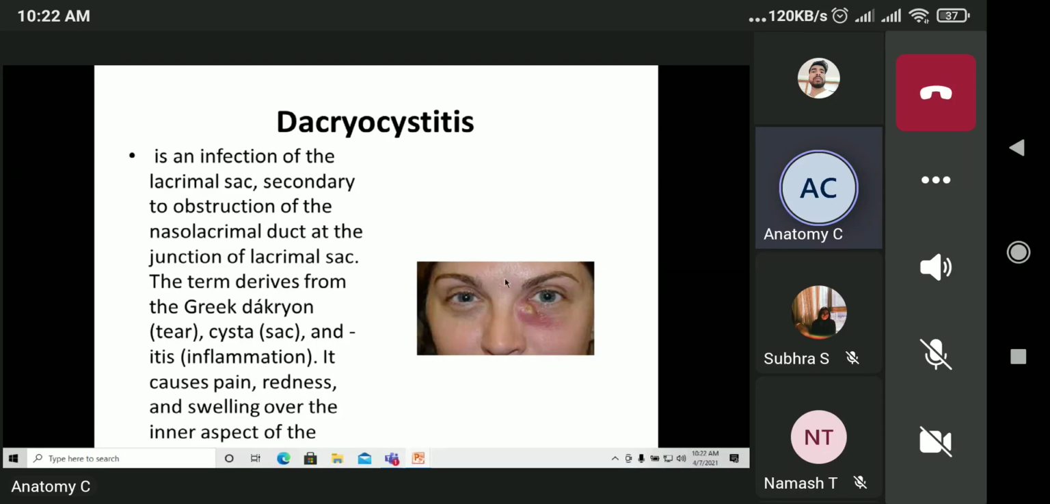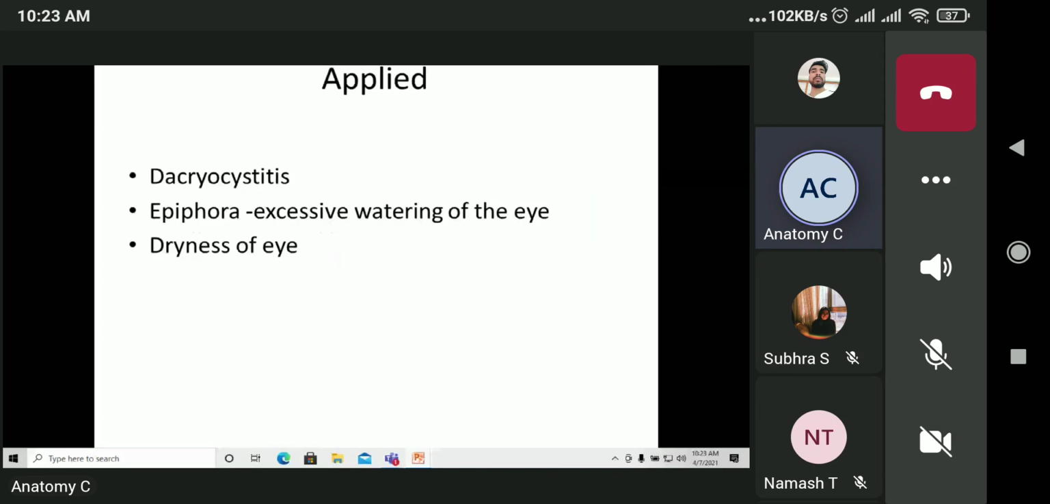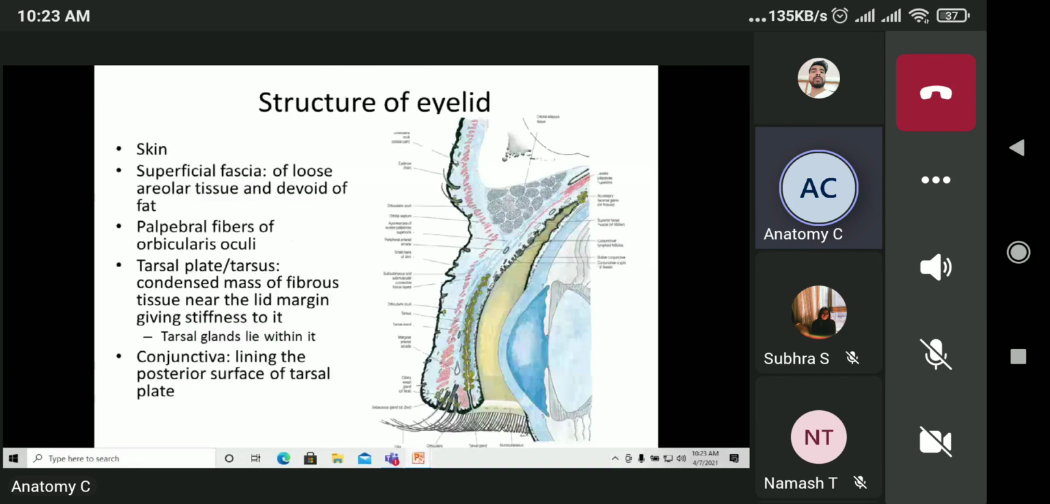And this one is dacryocystitis. This is the infection of the lacrimal sac, which you have studied previously. Secondary to the obstruction of the nasolacrimal duct at the junction with the lacrimal sac, this dacryocystitis occurs. So these are all the applied aspects. This is a very painful condition, and it occurs over here. So this was for today. Do you have to repeat? Do you understand?